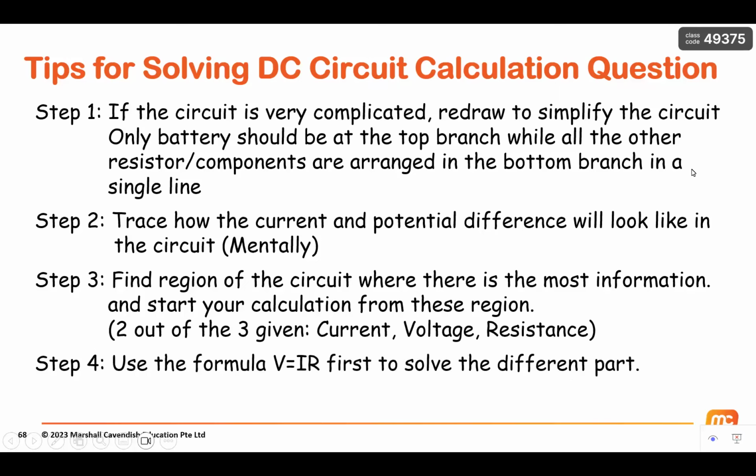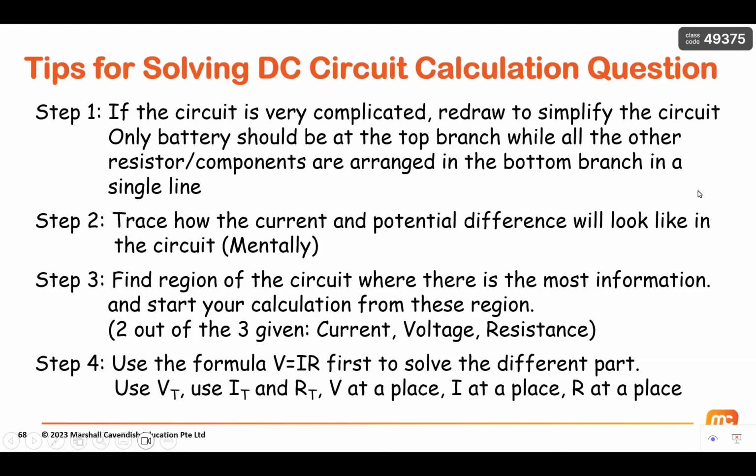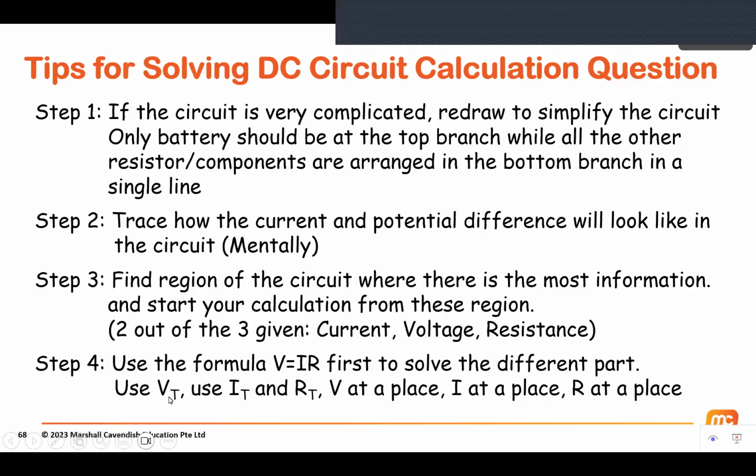Next one, step number 4. How do we start our calculation? We usually use the formula V equals IR to solve the different parts. Remember, if you are using the total voltage of the circuit, you need to use the total current flowing in the circuit as well as the total resistance of the circuit. If I'm only finding the voltage across a particular component, I only use the current through that component and the resistance of that component. So it's very particular about which areas of the circuit you are using for your VIR.